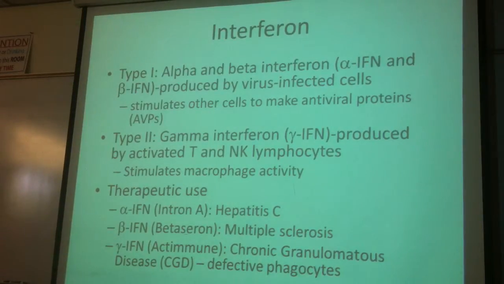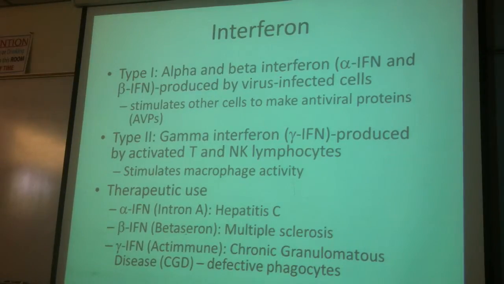Interferon. Type 1, we have alpha and beta interferon. They're produced by virus-infected cells. And what they do is stimulate cells to make antiviral proteins. So it's kind of nice, we have ways of dealing with the viruses. And type 2 is gamma interferon, so alpha, beta, gamma. In case you didn't know, those are the Greek symbols for alpha, beta, and gamma.